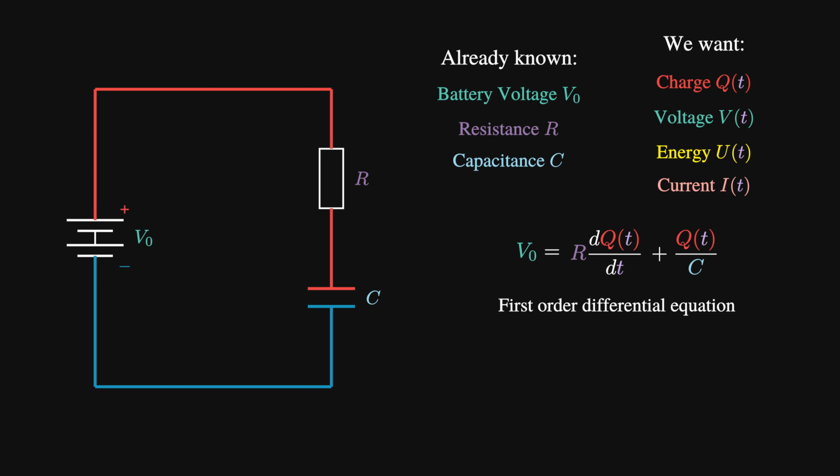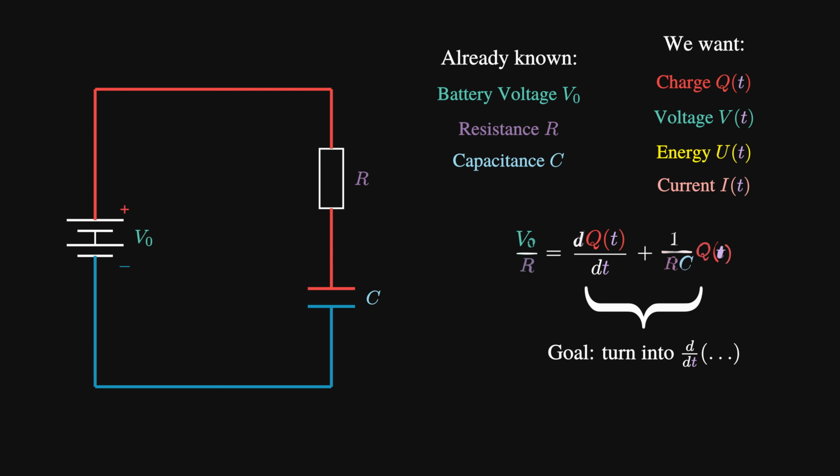If you aren't familiar with how to solve first order differential equations, I suggest looking it up, as I won't spend too long explaining why the following method works here. But anyway, to solve this, our goal is to basically write this part of our equation as the derivative with respect to time of one function in brackets. First of all, we divide by R to remove the constant in front of dQ by dt.